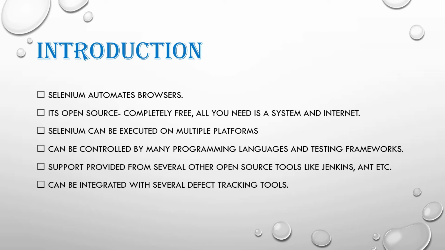So this is the introduction of Selenium. What does Selenium do? Selenium automates the browser. That means we can use Selenium for automating the browser. We can automate all types of web applications with the help of Selenium. Second point is Selenium is an open source tool, completely free. As you can see in the market, there are different types of tools. Some are paid versions and some are open source tools. Selenium is an open source tool and it doesn't charge anything if you use it in your project.